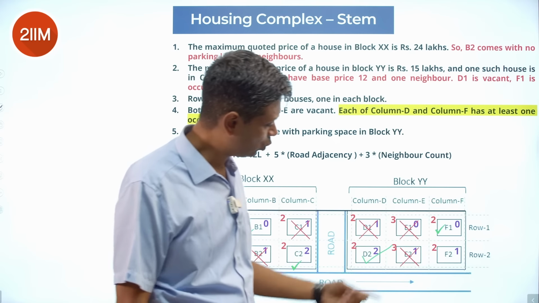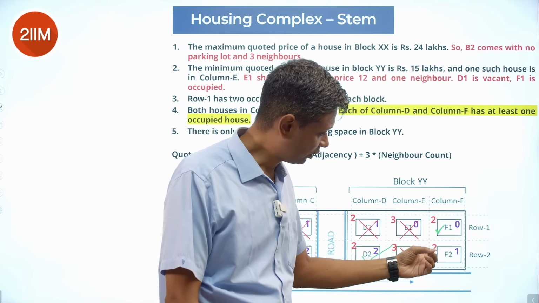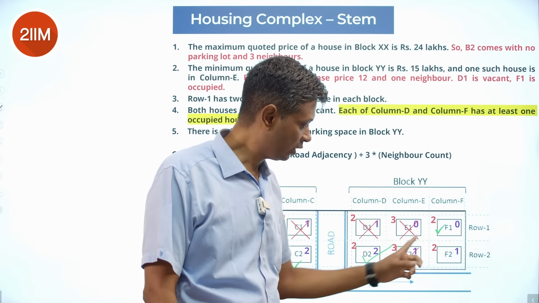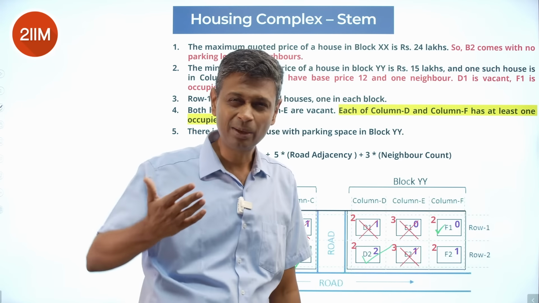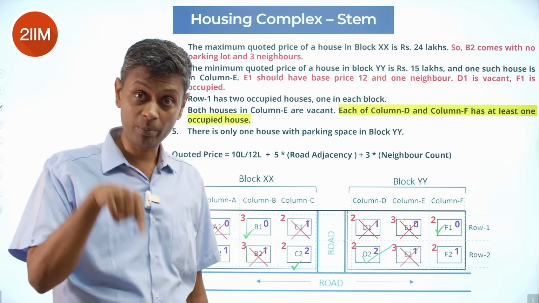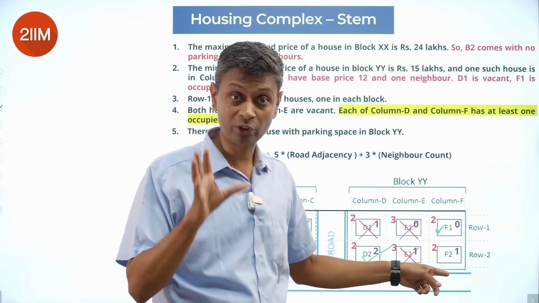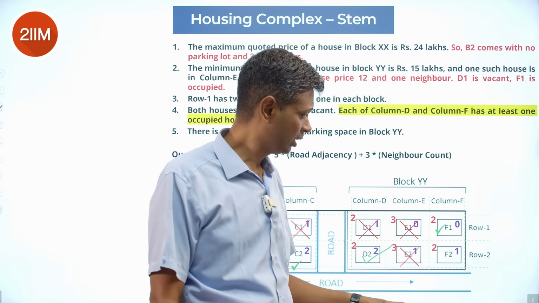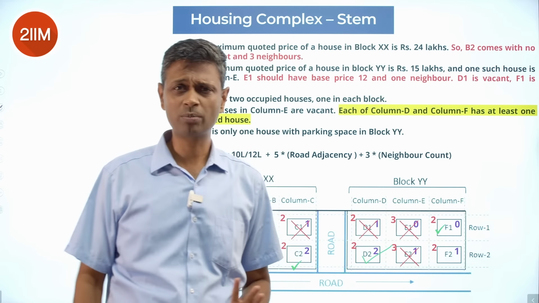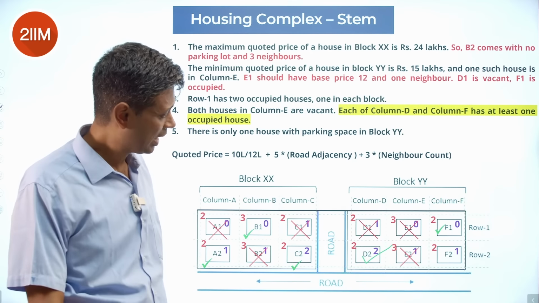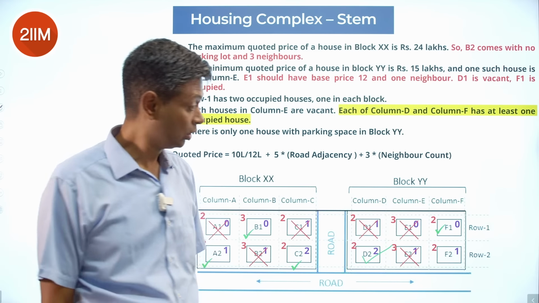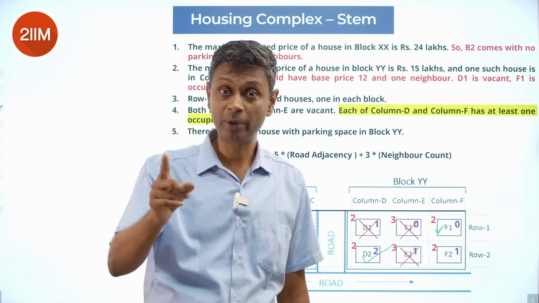And if F2 standalone could have 10 plus 1, 15 minimum, and one neighbor, 18, more than 15, already 18. So F2, if it were unoccupied, would have a quoted price of 18. That is fine, more than 15. If it were occupied, it doesn't have a quoted price, but F1 will still stay normal, all good. And so F1 is occupied, so there's no notion of quoted price. I don't verify that. So F2 may or may not be occupied, both work.